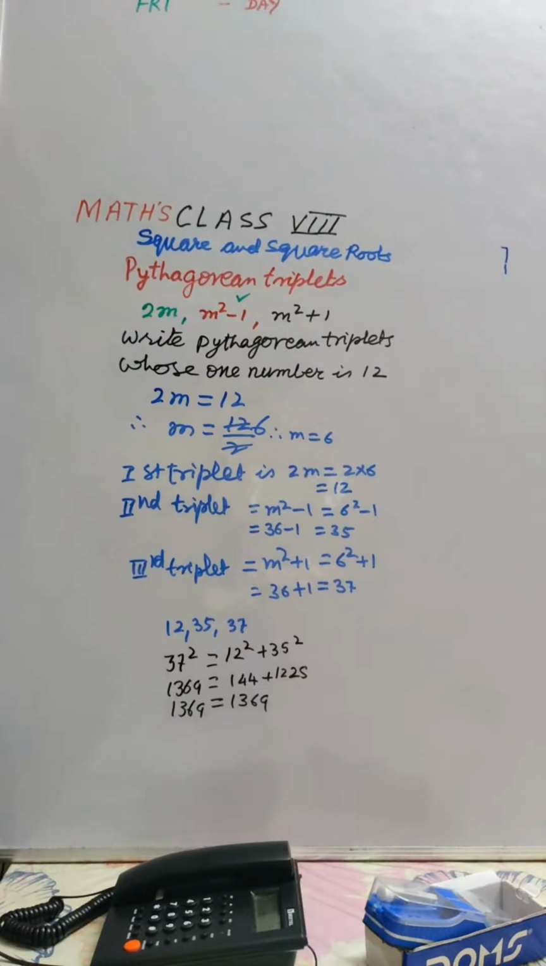This way, there are Pythagorean triplets. Now find the Pythagorean triplets whose one member is given as 6. We have to write Pythagorean triplets whose one member is 6.